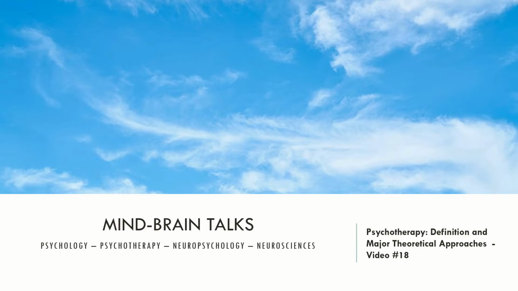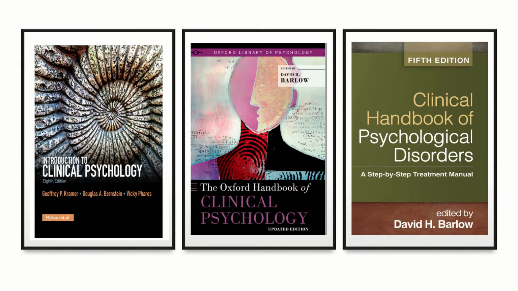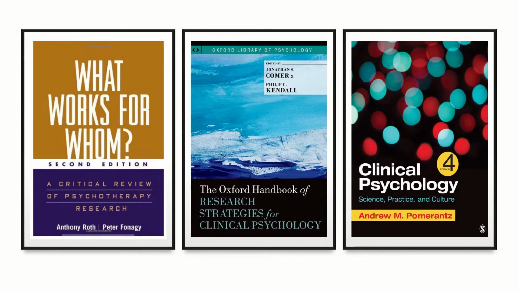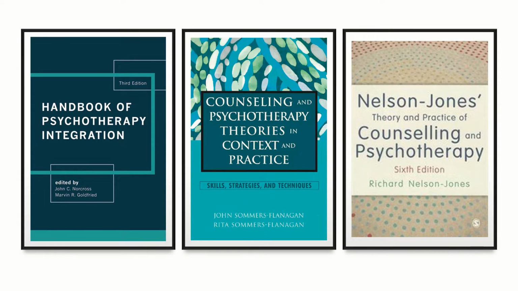So now let's look at the manuals that I recommend to you. The first is Introduction to Clinical Psychology. The second, the Oxford Handbook of Clinical Psychology. The third, Clinical Handbook of Psychological Disorders. The fourth, What's Worked for Whom, second edition, a critical review of psychotherapy research. The fifth, the Oxford Handbook of Research Strategies for Clinical Psychology. The sixth, Clinical Psychology: Science, Practice and Culture. The seventh, the Handbook of Psychotherapy Integration from John Norcross and Marvin Goldfried, which is a very good manual.